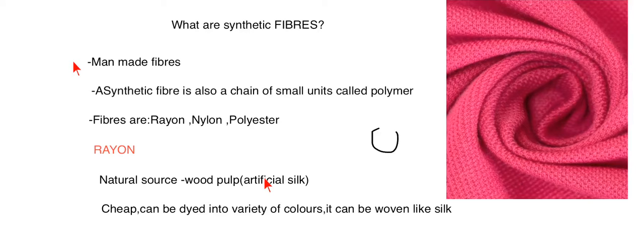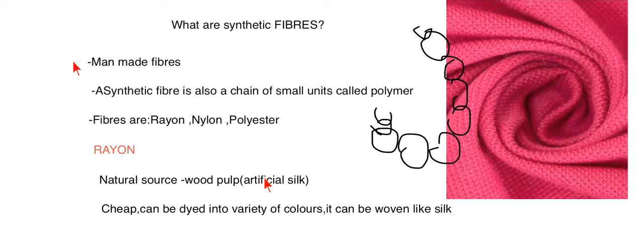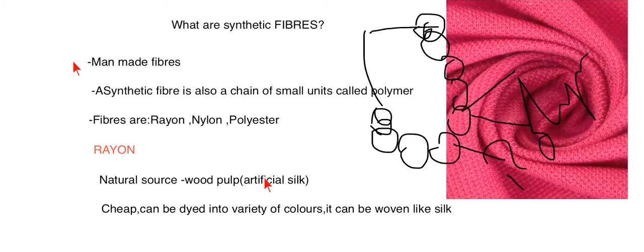Children, it looks like your bead mala, something like this. You can see some beads are there. All these beads are woven together. So each one is a single unit and this makes one synthetic fiber. This fiber is made up of small units and all these units together, like beads, will form a polymer. What is it? Polymer.